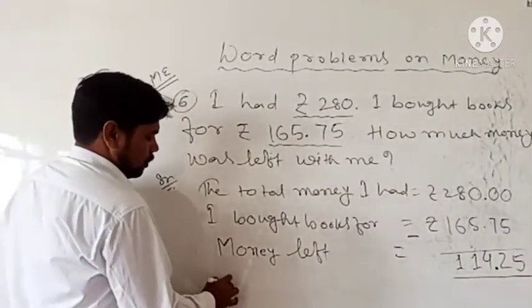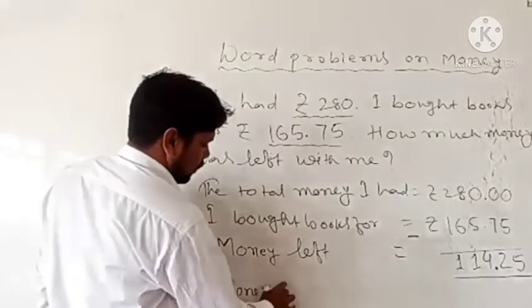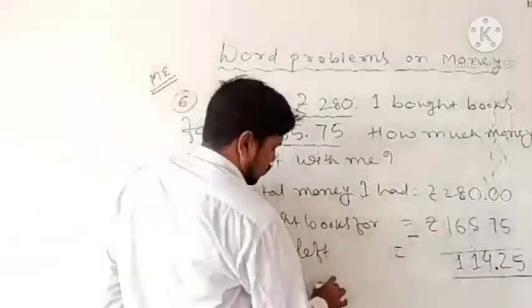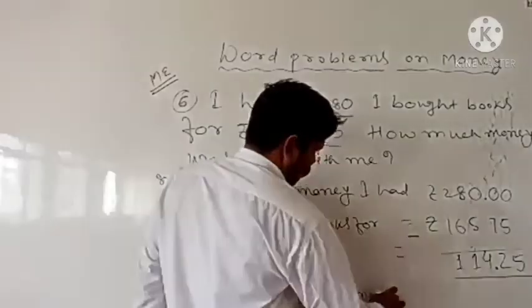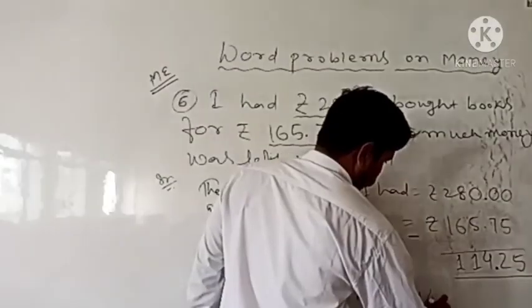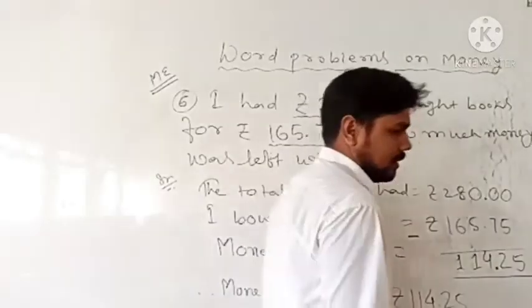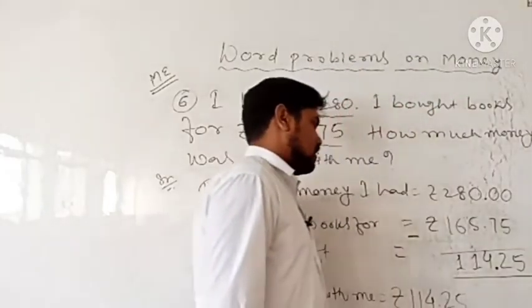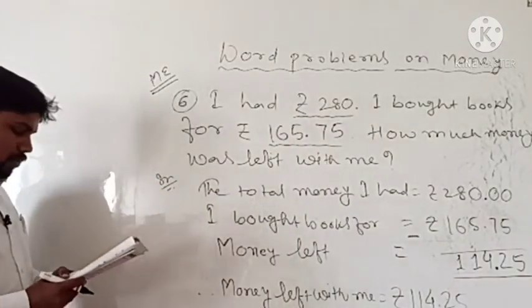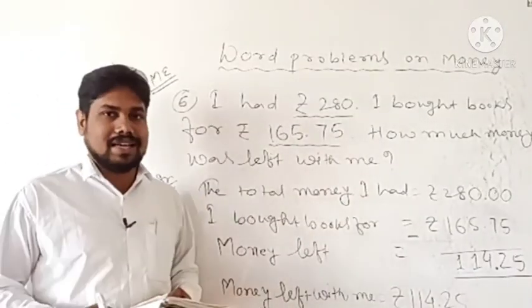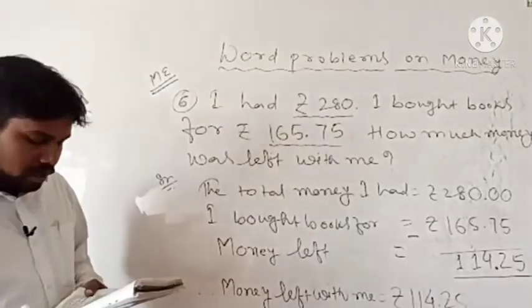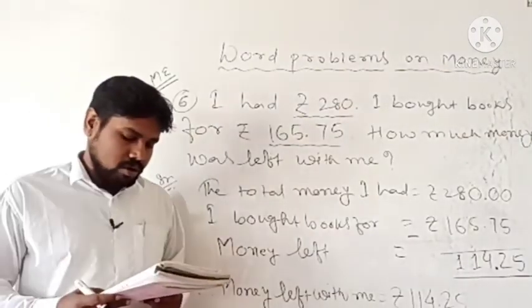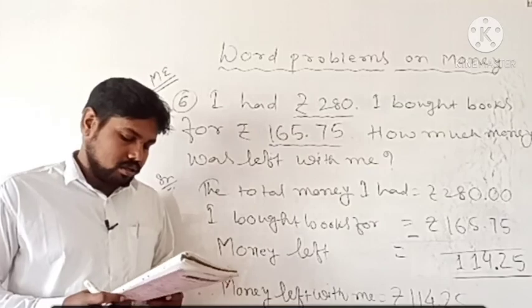Therefore, the money left with me is equal to rupees 114.25. Yes, जिनका भी आंसर 114.25 था, सबका आंसर सही था, सबने करेक्ट आंसर दिया. वेरी नाइस. So this is all about some of the word problems which we have in this exercise, especially in this chapter. After then, if we are talking about question number 7, a toffee costs 50 paise.